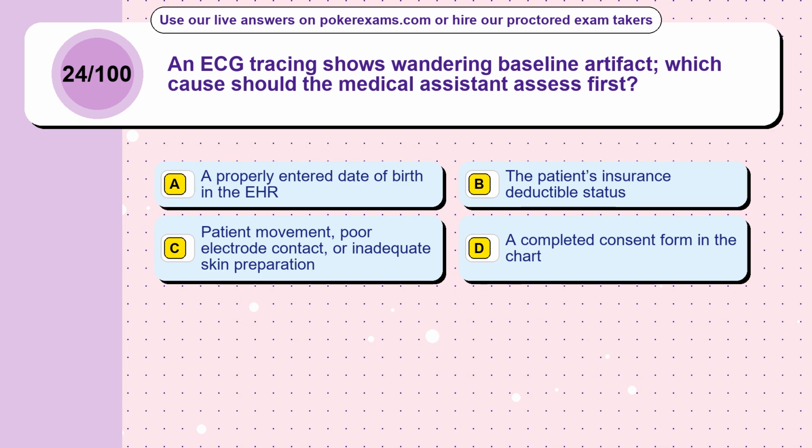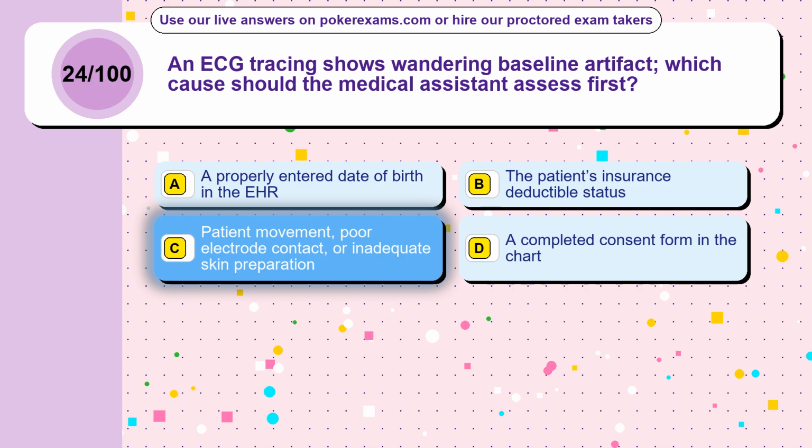Question 24. An ECG tracing shows wandering baseline artifact. Which cause should the medical assistant assess first? Option A. A properly entered date of birth in the air. Option B. The patient's insurance deductible status. Option C. Patient movement, poor electrode contact, or inadequate skin preparation. Option D. A completed consent form in the chart.